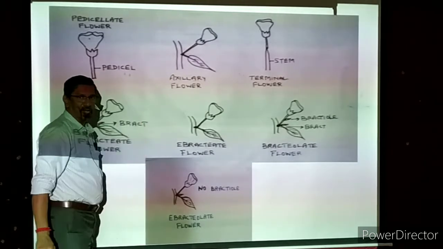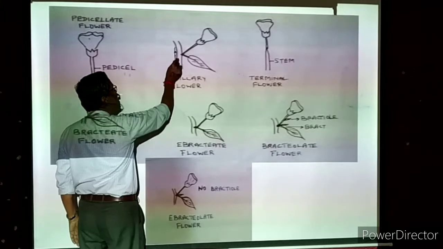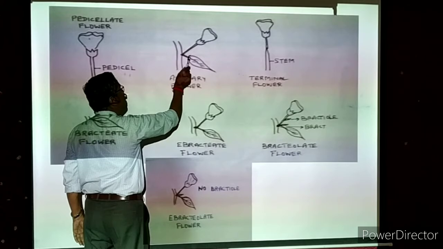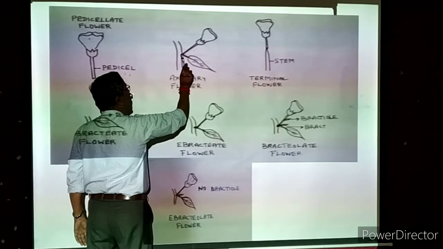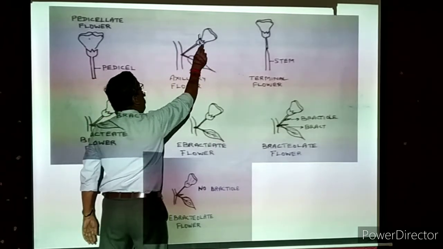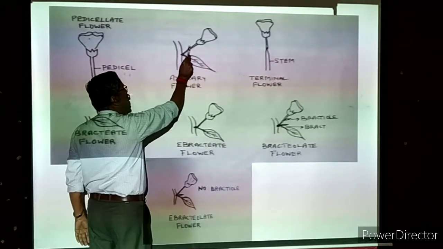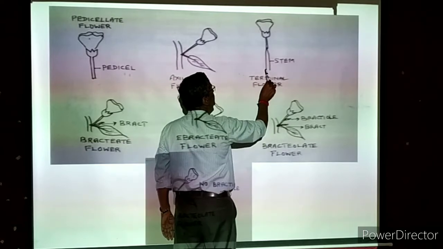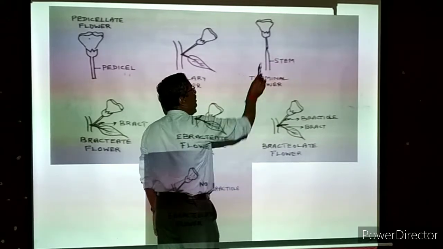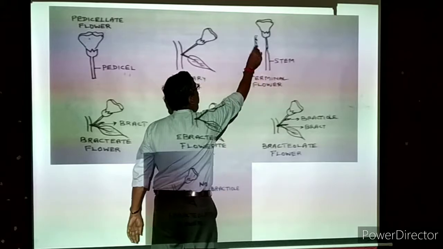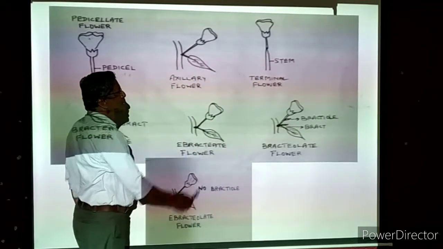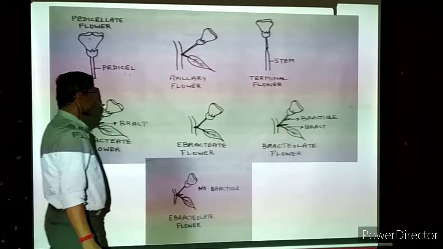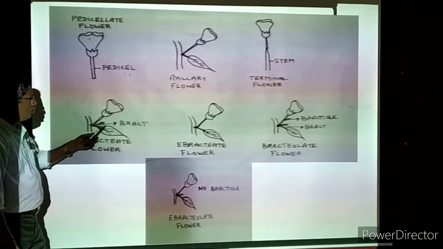Axillary flower we have taken. Now for the axillary flower, this is the stem. Here the leaf is present. Now in the angle of the leaf, that is between the stem and the leaf, the flower is situated. Floral parts with the pedicel. This is called axillary flower. Now terminal flower. This is the tip of the stem. At the tip of the stem, one flower will be present, pedicel with the floral parts. Since the flower is present at the tip of the stem, it is called a terminal flower.